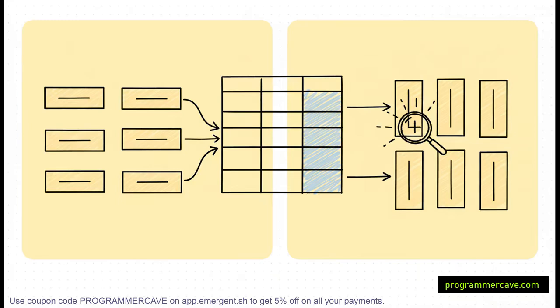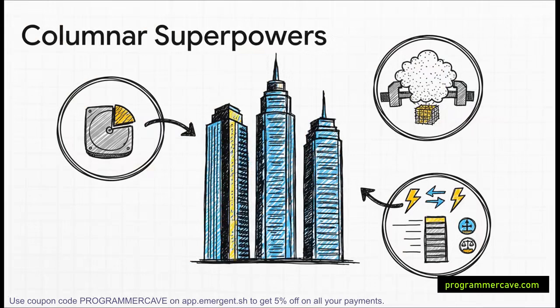Now, why is this such a game changer? Well, for an analytics query, like say sum of price, it only has to read one file, the price column. It can completely ignore all the other data, the IDs, the names, the dates. That is a massive I/O saving. So this columnar approach is purpose-built for analytics. It massively cuts down on the amount of data you have to read from the disk.